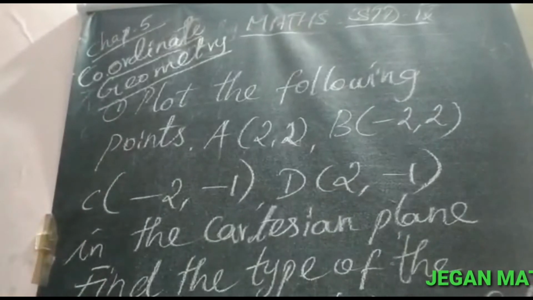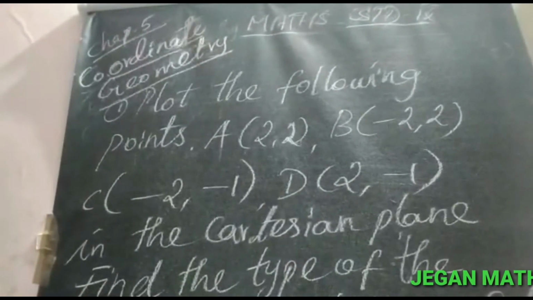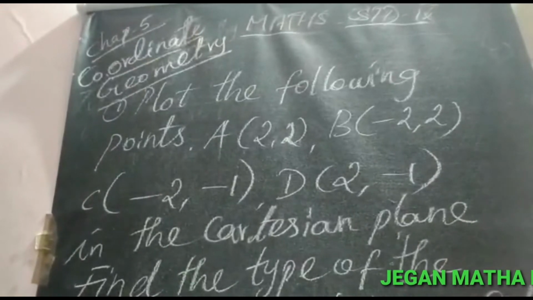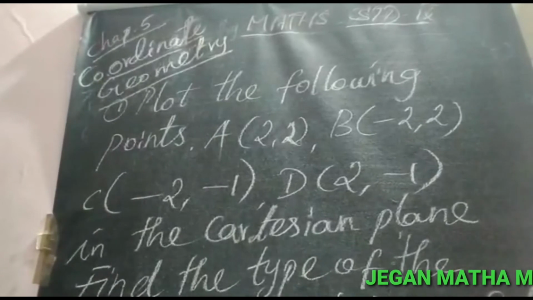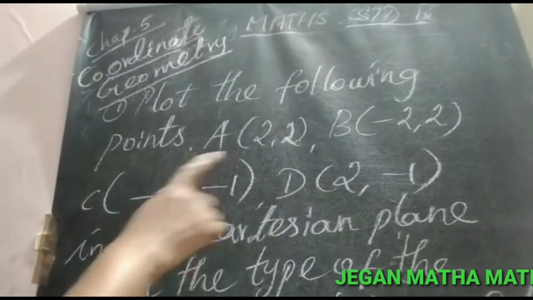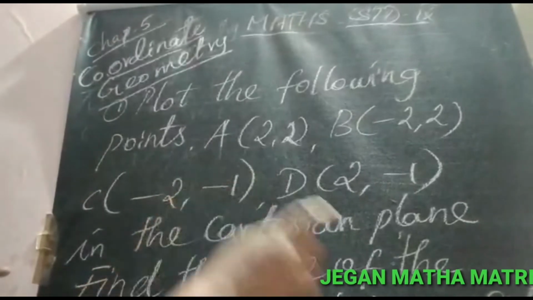Now let us see the next example. Then before the video we can finish that first example. See that next model, example number 1. Plot the following given points A, B, C, D. Here also 4 points are given.